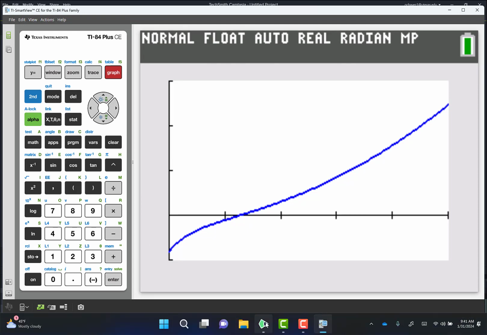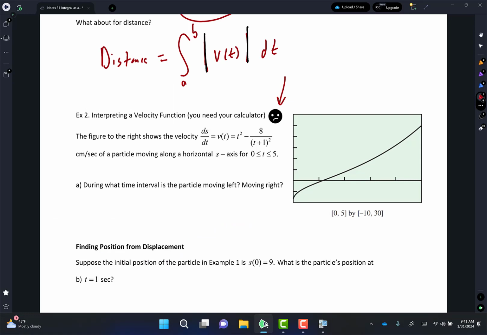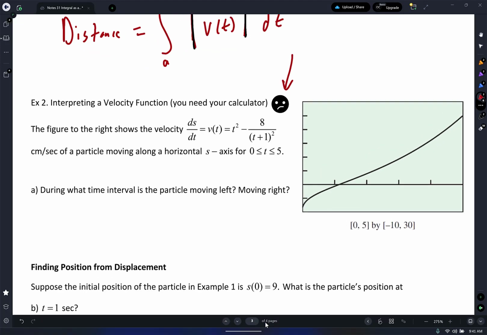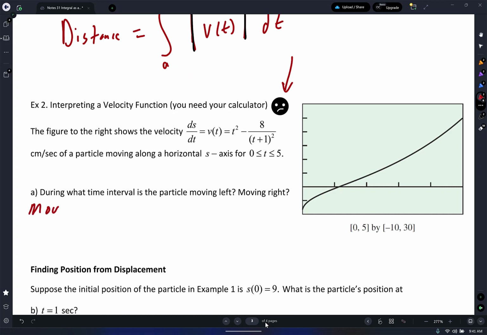All right, here we go. Let's answer their questions. It says, during what time intervals is the particle moving left, moving right? You're moving left whenever the velocity is below the x-axis. You can also say whenever the velocity is negative, so I'm going to write that down. I'm going to write moving left when velocity is negative. This occurs on interval.